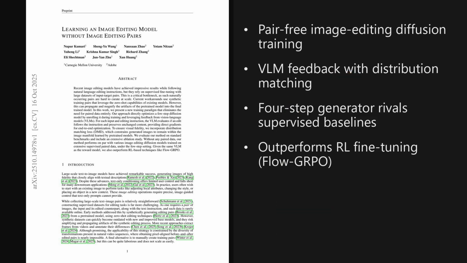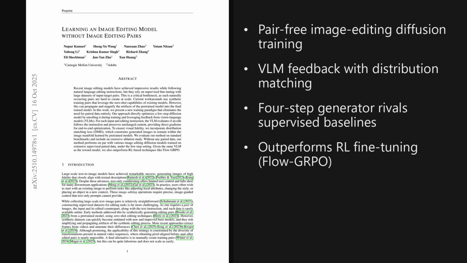I'm Alex. Today we're looking at a paper from the Hugging Face trending list, published on October 16, 2025, about 2 days ago. The standout claim is that it trains an image editing diffusion model with no paired examples at all, using gradient feedback from vision language models while keeping outputs realistic, and it still matches strong supervised systems and even beats reinforcement learning methods like Flow-GRPO when the same judge is used.